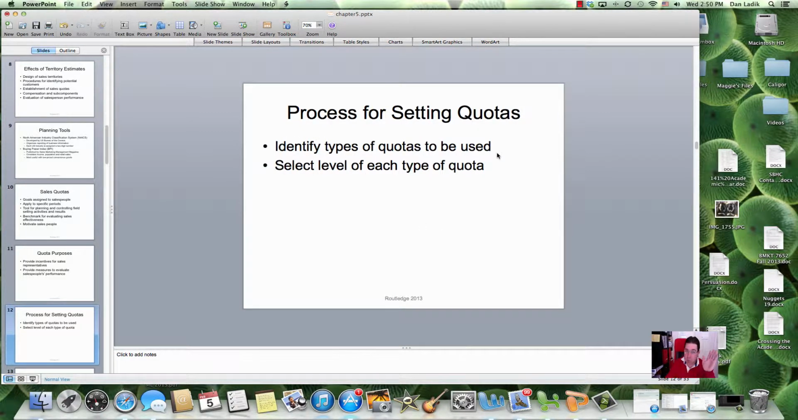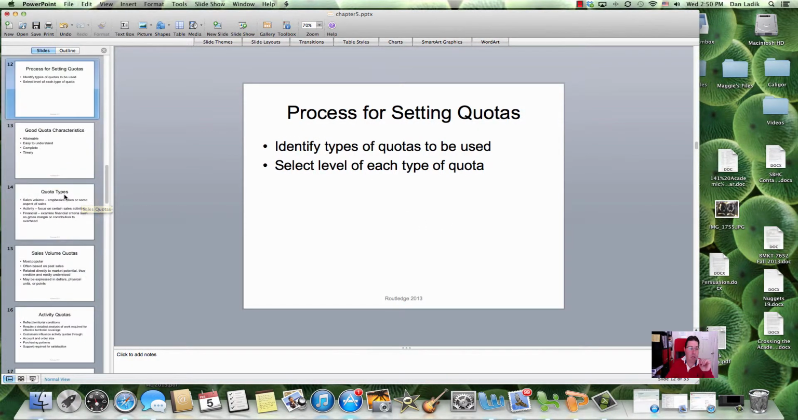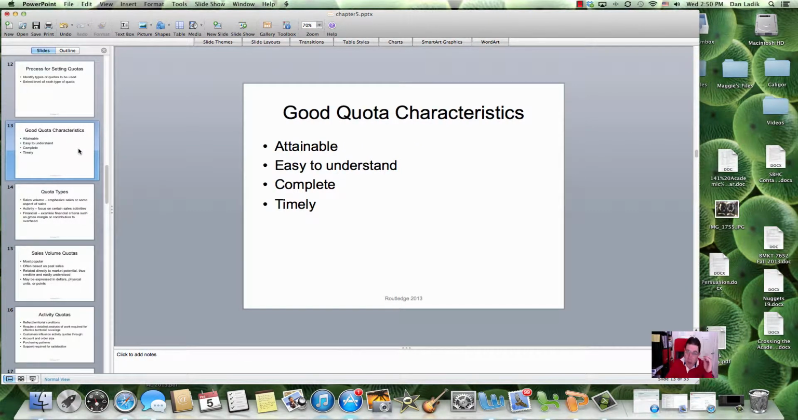There are different types of quotas, so you need to select the quota that's a best fit given your context. Some good characteristics of quotas: quotas need to be attainable. They need to be reachable. A quota that's out of whack will demotivate the salesperson, because they know they have no way, shape, or business possibly achieving that goal. If they had 3 salespeople in the field with them at the same time, and each one of them was Superman, Superwoman, Batman, they couldn't achieve the goal.